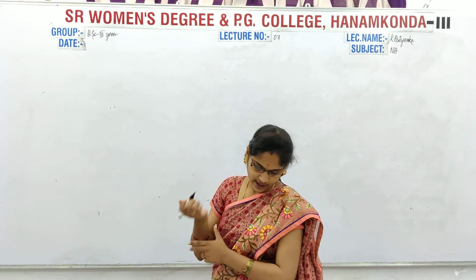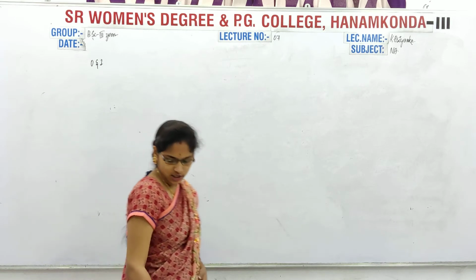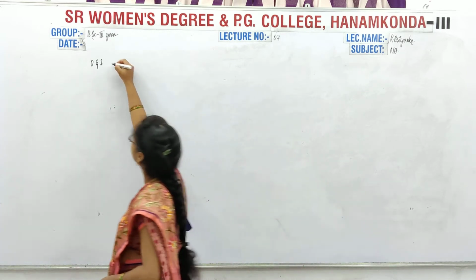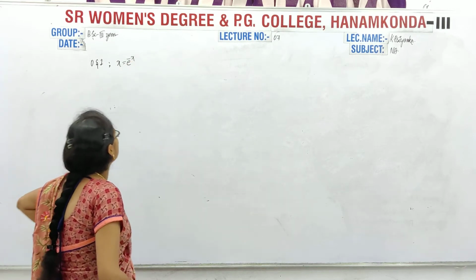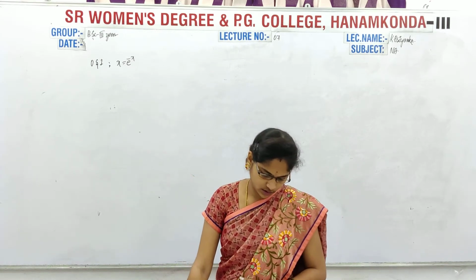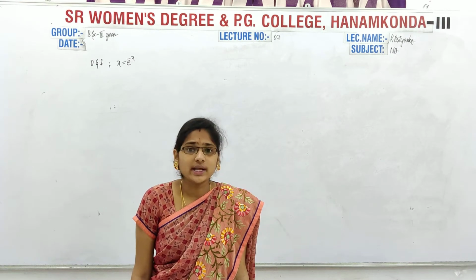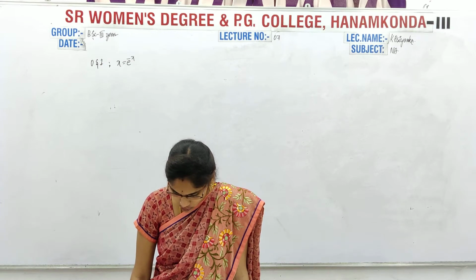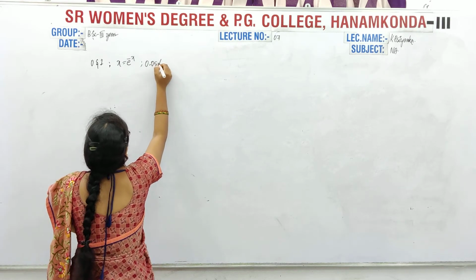Find a positive root between 0 and 1 of the equation x equal to e power minus x, to a tolerance of 0.05 percentage.